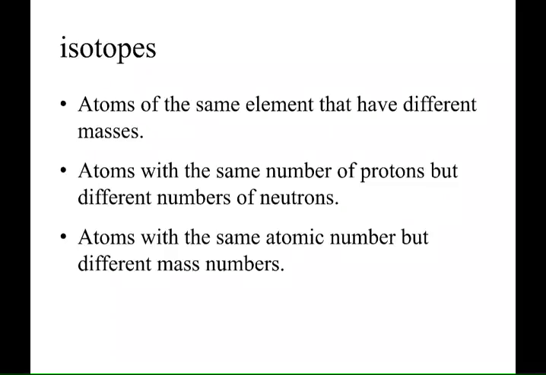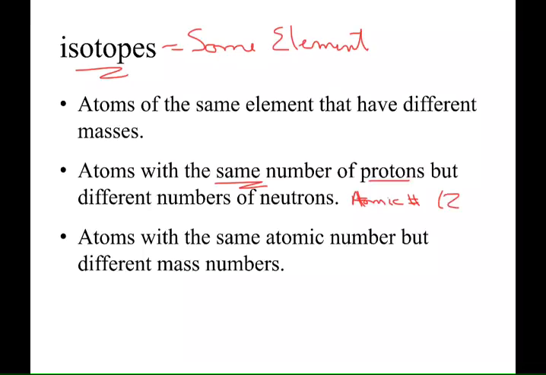So I've already alluded to this idea of isotopes. Isotopes are basically the same element, different isotopic forms of the same element. And if they are the same element, then they must have the same number of protons. And we said number of protons is the atomic number, and that is the symbol Z.